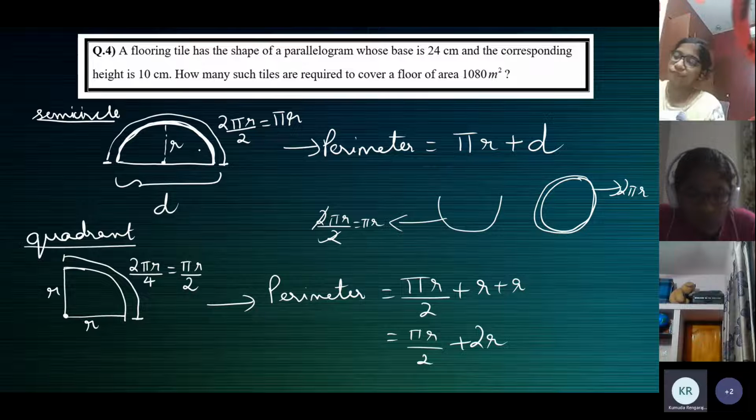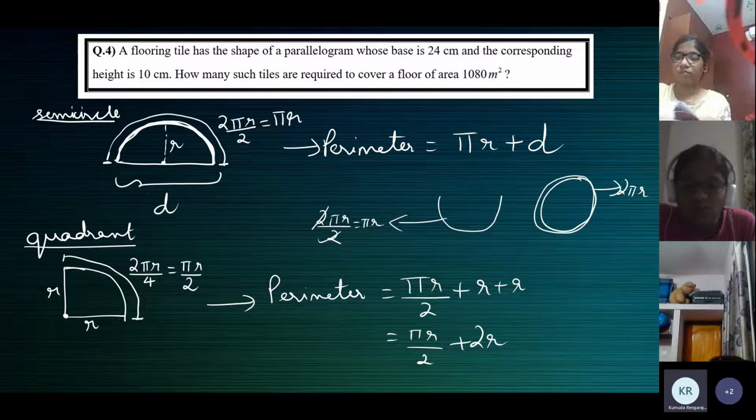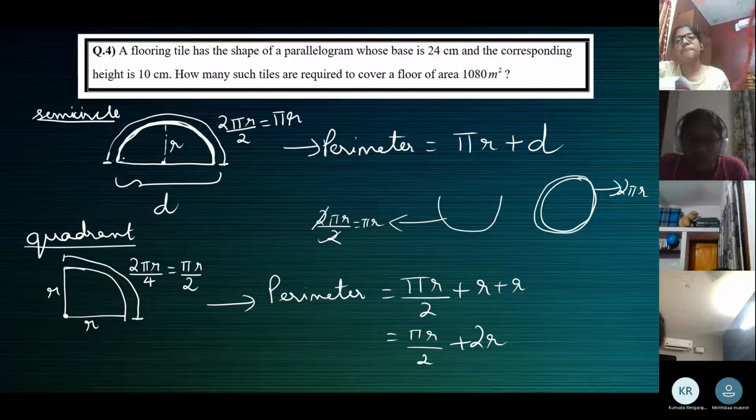So the length of the semicircle will be, the total length is 2 pi r and the length of the semicircle will be half of that. So 2 pi r by 2, which is pi r. And this line segment is the diameter. So the perimeter of this figure will be pi r plus d.